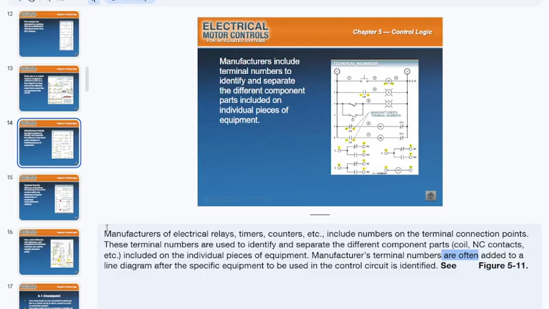Manufacturers will include numbers on their terminal connection points. First sentence again, if you want to highlight that one. You don't have to highlight this one if you don't want to, but maybe you do, and at that point just highlight the whole paragraph. These terminal numbers are used to identify and separate the different component parts, coils, normally closed contacts, etc., included in the individual pieces of equipment.